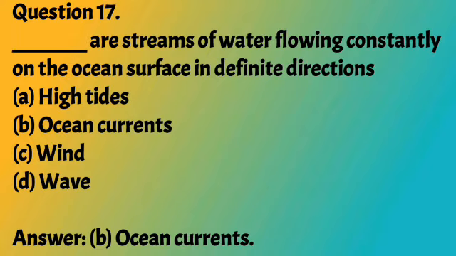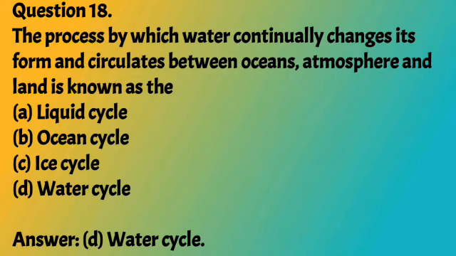Question 17. Blank are streams of water flowing constantly on the ocean surface in definite directions. A. High tides, B. Ocean currents, C. Wind, D. Wave. Answer B. Ocean currents.